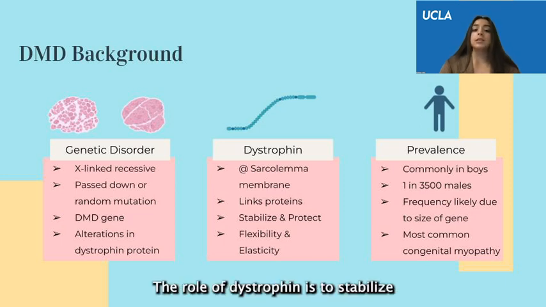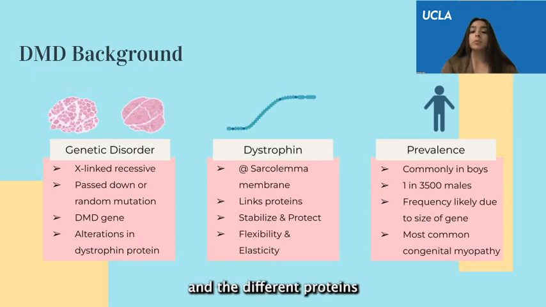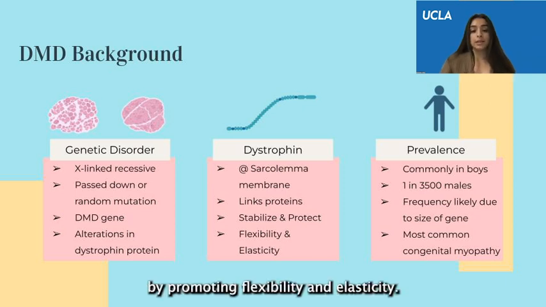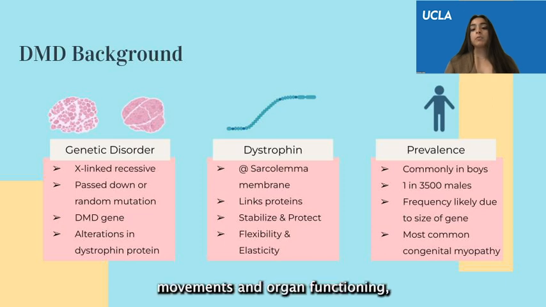The role of dystrophin is to stabilize and protect the sarcolemmal membrane and the different proteins which interact with it. Dystrophin links the transmembrane components and the intracellular components of the dystrophin glycoprotein complex to ensure that all proteins are localized in their proper place. Dystrophin protects the sarcolemma from contraction-induced injury by promoting flexibility and elasticity. In DMD, dystrophin can be entirely absent, missing a large chunk, or present but non-functional. Regardless, without well-functioning dystrophin, muscle is much more susceptible to contractile-induced damage. There is gradual muscle degradation, which is followed by the loss of a variety of body movements and organ functioning, including walking, breathing, lifting, etc.